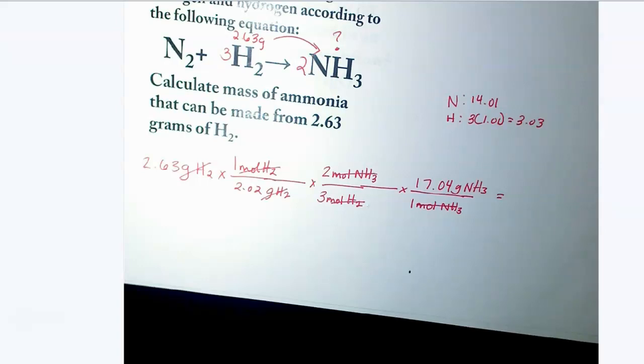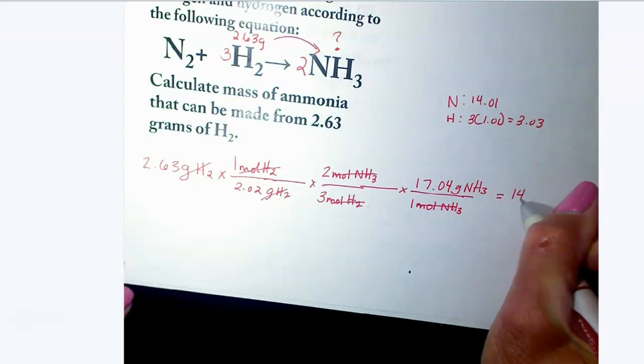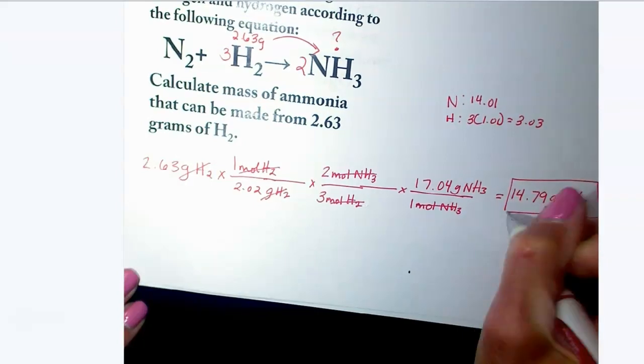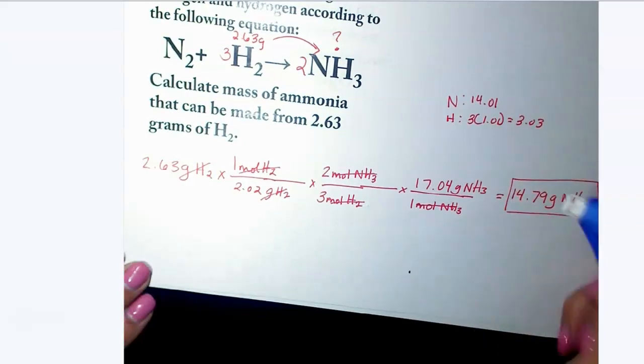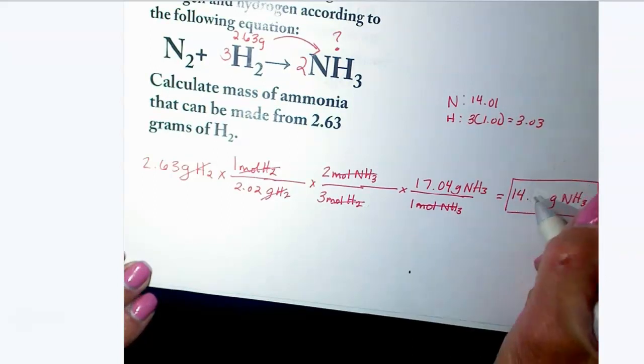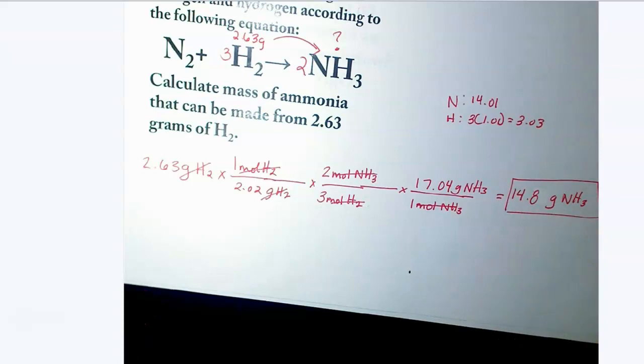So you get 14.79? So we will produce 14.79 grams of ammonia. Oh, yeah, you're right. My bad. Sorry. 14.8 grams. Thank you. Hey, at least we don't have to use Avogadro's number, right? That's promising.